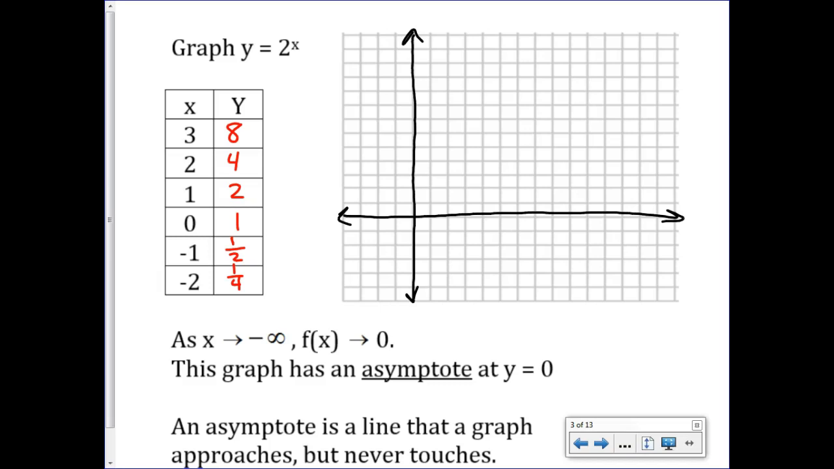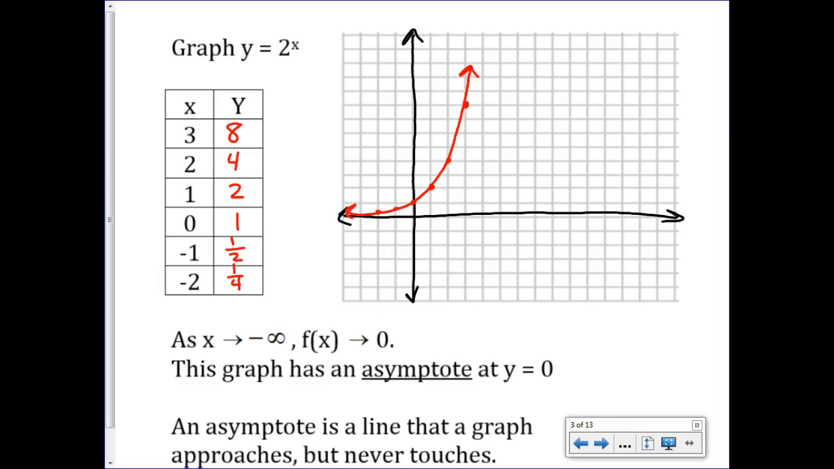So at negative 2, I'm just at 1/4. At negative 1, I'm at 1/2. 0, 1, 1, 2. You can see it starts off pretty flat, but it starts to go up pretty fast. So we have something that looks like this.